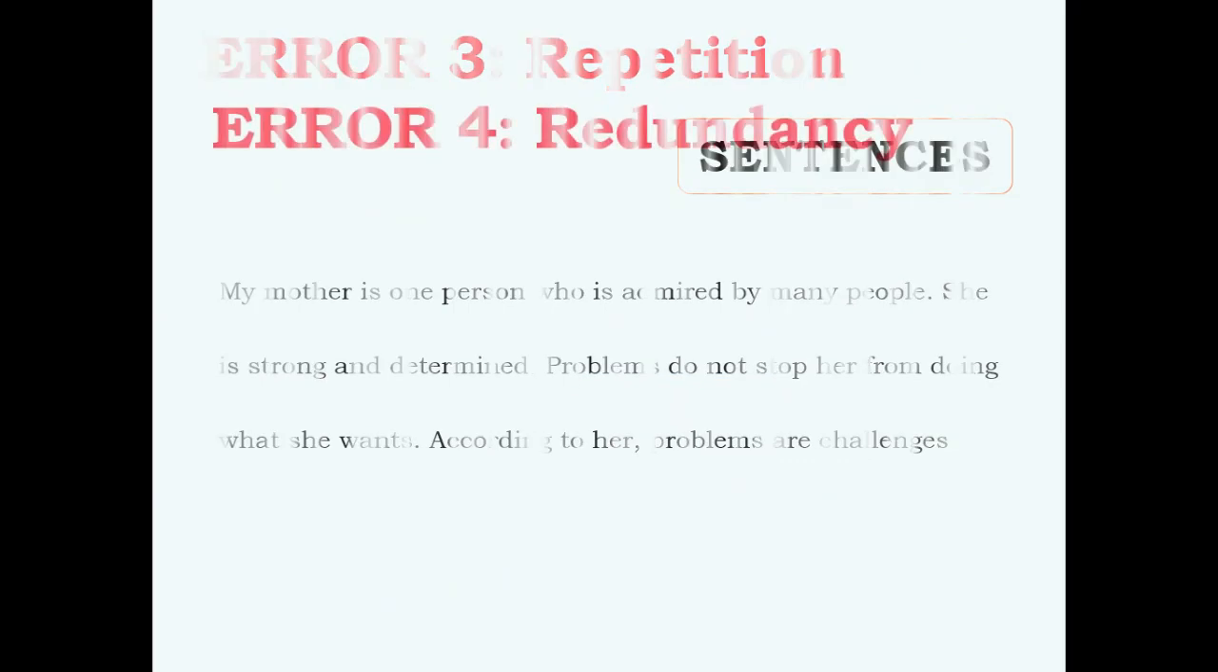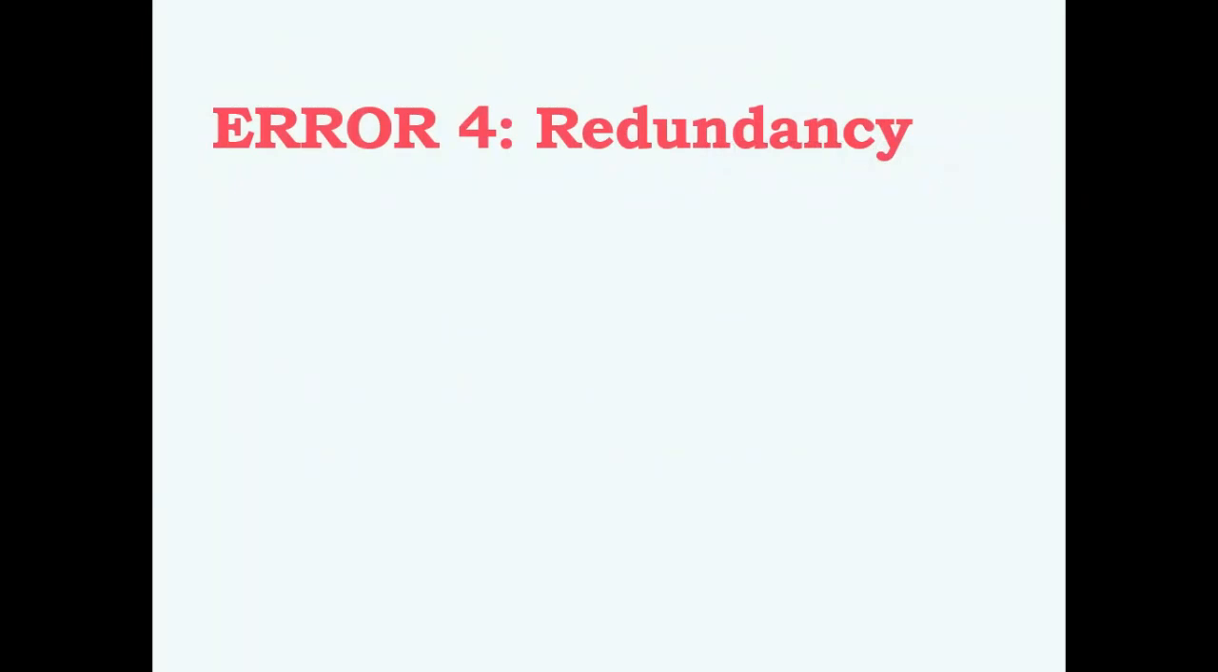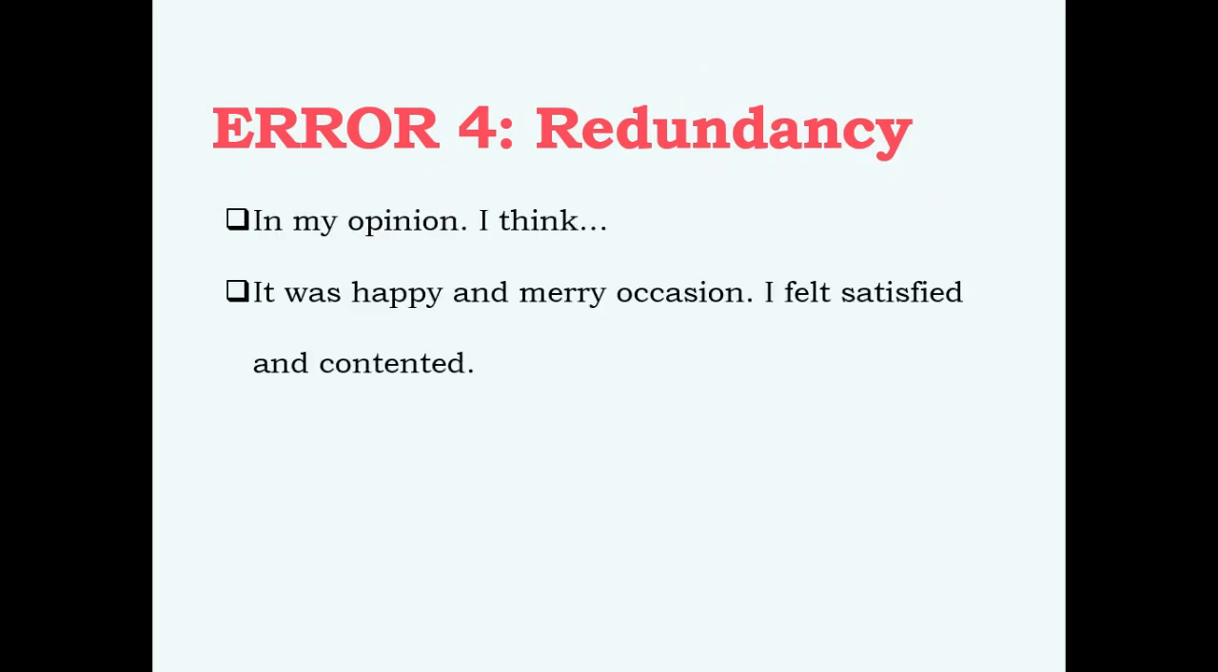Next, there is redundancy. Redundancy is something that you've already mentioned and then you're mentioning it again, which is redundant. So for example, in my opinion, I think. So students tend to say, in my opinion, comma, I think, I feel, it's the same thing. It has the same meaning, so it's redundant.